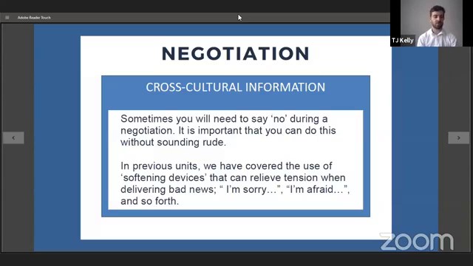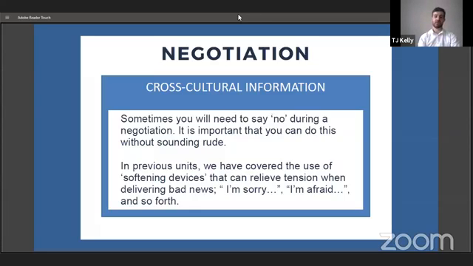Okay, another bit of the cross-cultural information. This one is referring back to something that was covered in an earlier unit. Sometimes when you're saying no during these situations, you need to do it in a way that doesn't seem rude or offensive to the other group. You have to be able to understand why they're asking for these things. So we'll use softening devices. These can relieve some of the tension when you are delivering bad news.